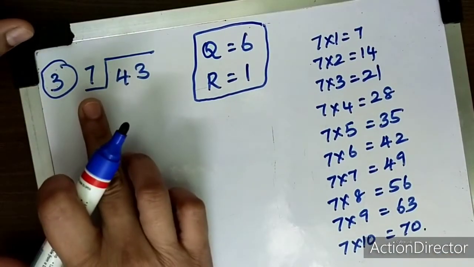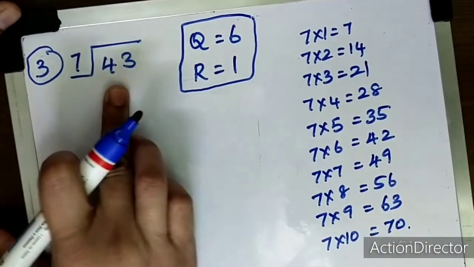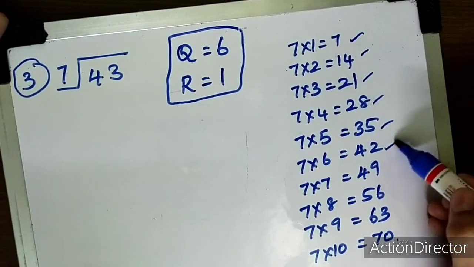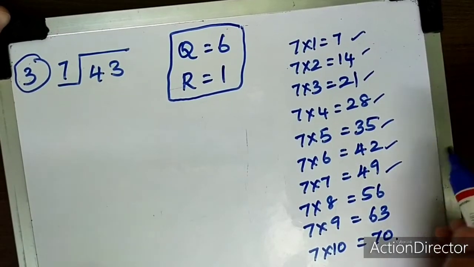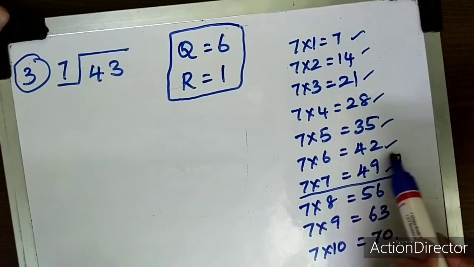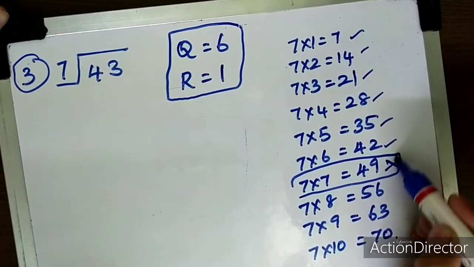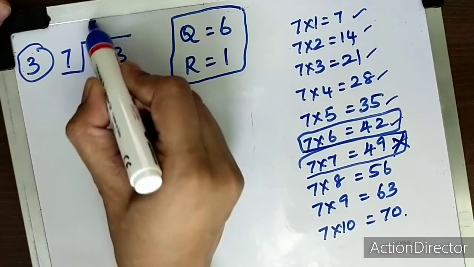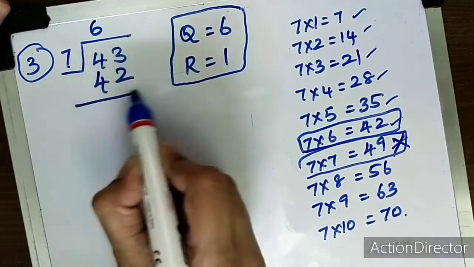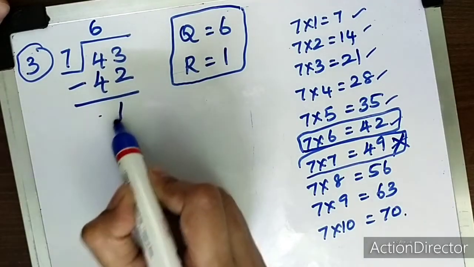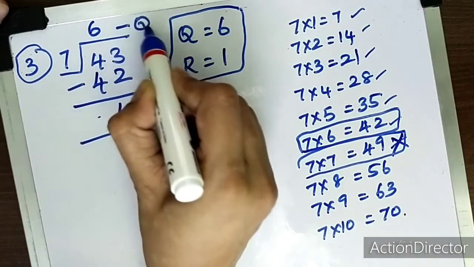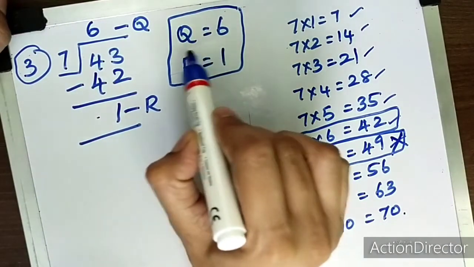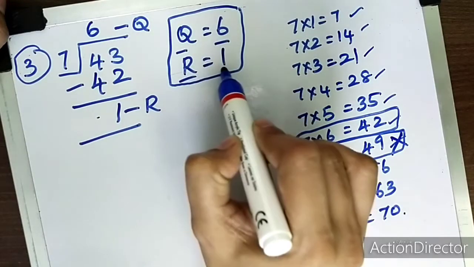So now we are going to do the division. 7 tables, 43 will come. 7, 14, 21, 28, 35, 42, 49. So here 49 is greater, so we should not take this. We are going to take the one before, that is 7 sixes are 42. If you subtract, 43 minus 42 is 1. So we got Q as 6 and R as 1. In the question also they have given Q as 6, R as 1.